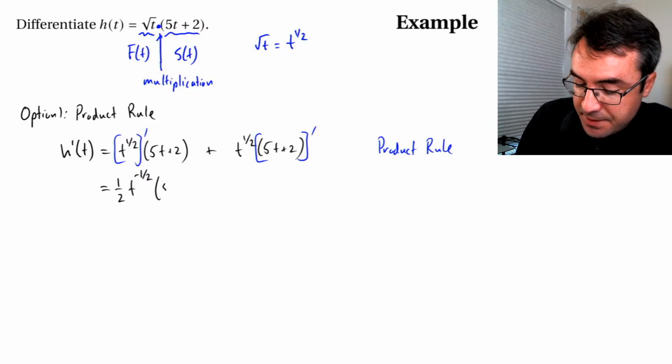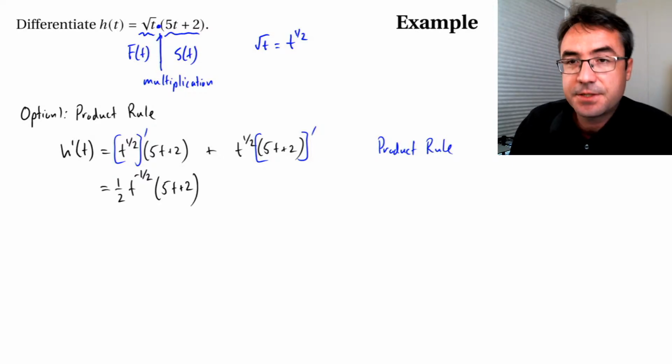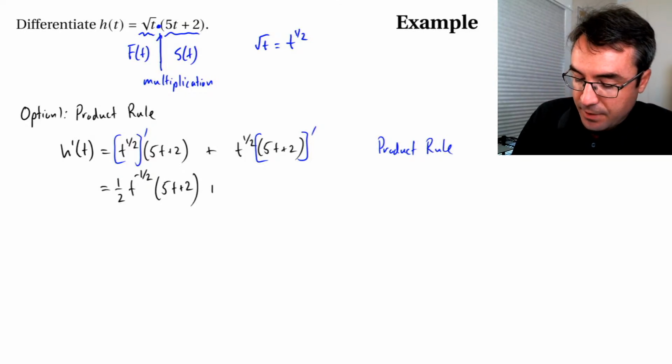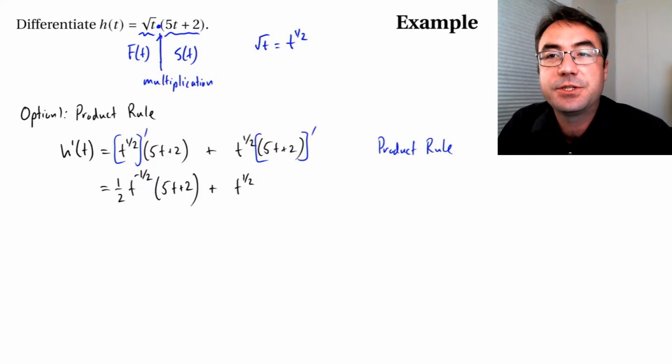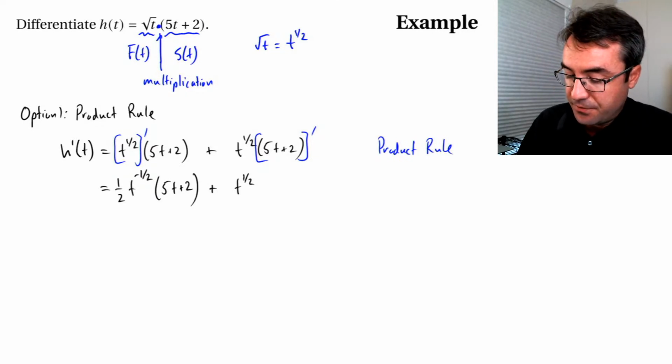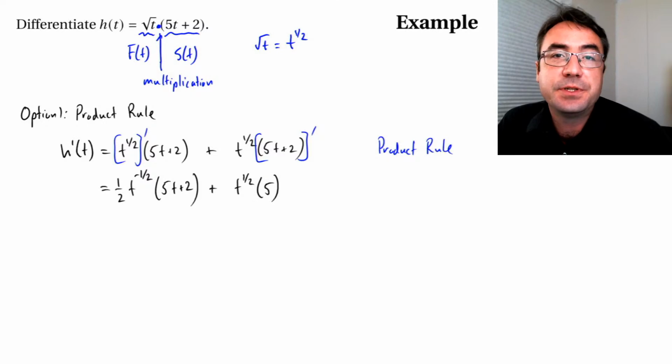And then the 5t plus 2, that's outside of the brackets, we just leave that alone, so it just stays as is. Then we have our plus sign. Then we have our t to the 1/2, that's outside of the brackets, so that just stays as is. And then we do the derivative of 5t plus 2. So derivative of 5t is 5, and then the derivative of the plus 2 is 0.